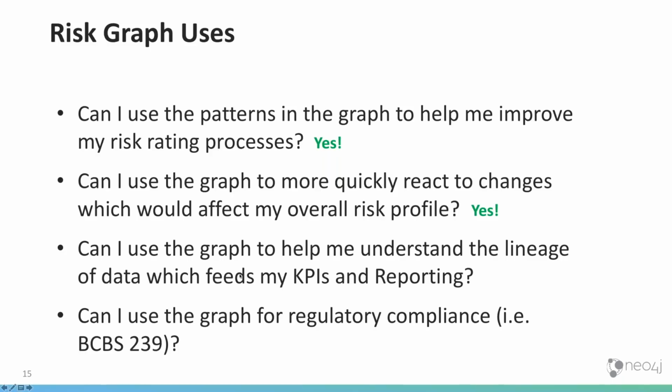So next, can you use the graph to understand the lineage of data which feeds your KPIs and your reporting? And the answer to that of course, is yes. When you know where your data lives, when you have this map across all your systems of your customer, and you know where the data lives, you can prove the lineage of that data and how it has been fed into that risk rating, and how then all of your risk ratings are aggregated up to a KPI and to reports. And so this is very important.